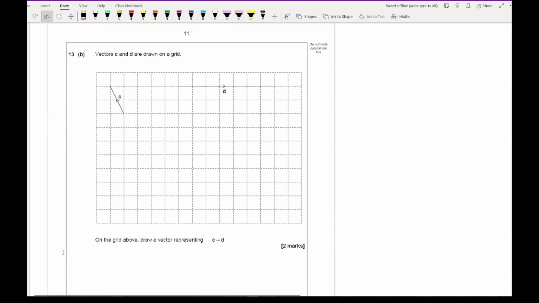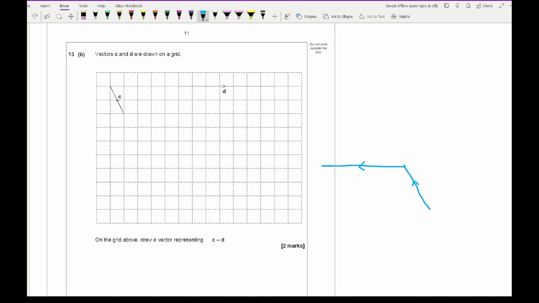For question 13b, it says vectors c and d are drawn on the grid, and we want to draw a vector representation of c minus d. Now this may require a bit of trial and error, so I would try to use a blank space below. Starting with c, c looks like it's going in this direction, and then minus d is going to the left. So positive d is going towards the right, so negative d means it's going to the left. So my shape is going to look something like this.